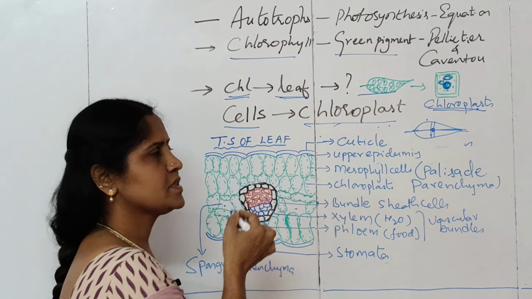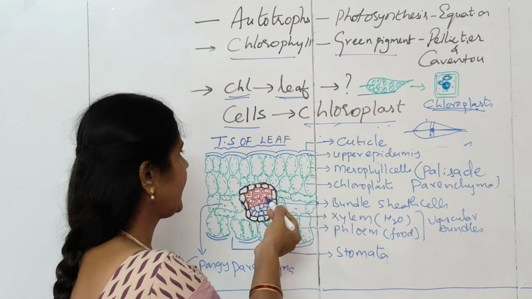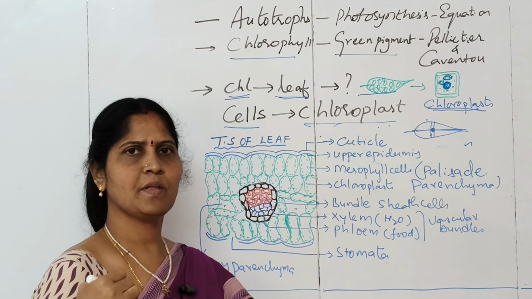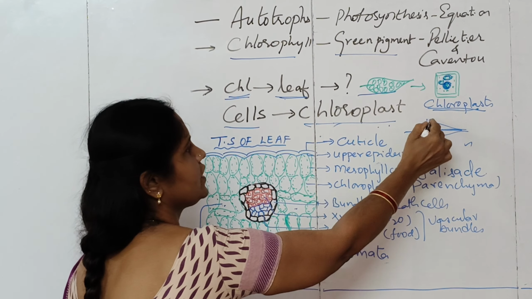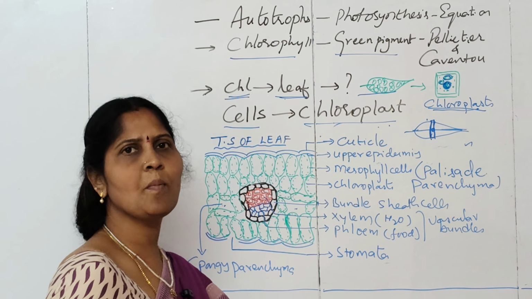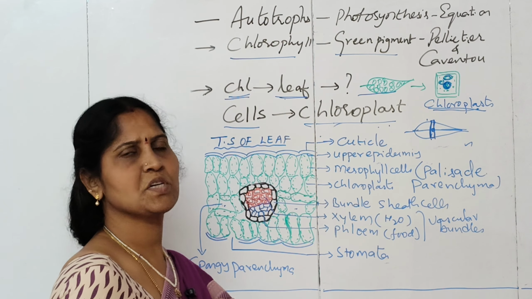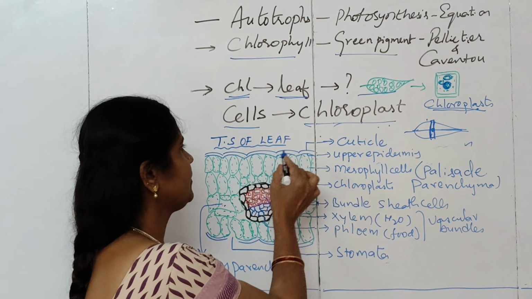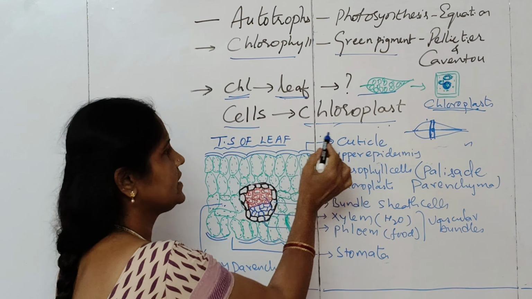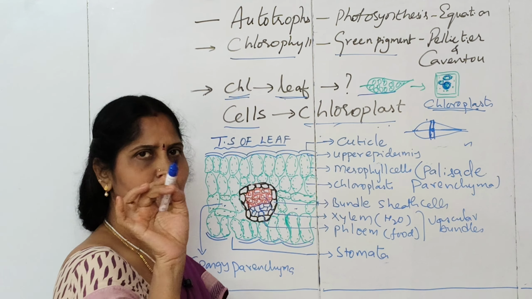To understand it in a better way, let us take up the diagram of the TS of the leaf. TS stands for transverse section of the leaf. When you cut the leaf horizontally like this, a small bit, and see it under the microscope, that is called the transverse section. When we see the transverse section of the leaf under the microscope, you have all these parts. The upper layer that is present is called the cuticle.